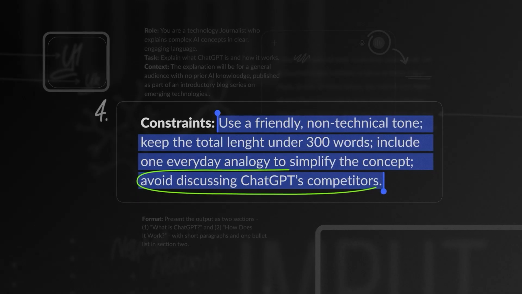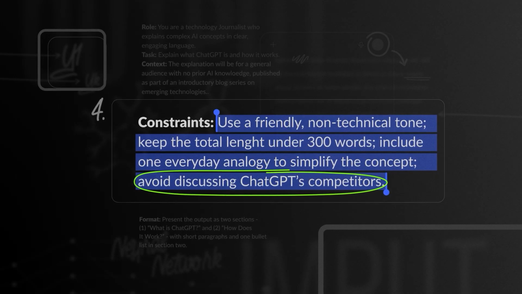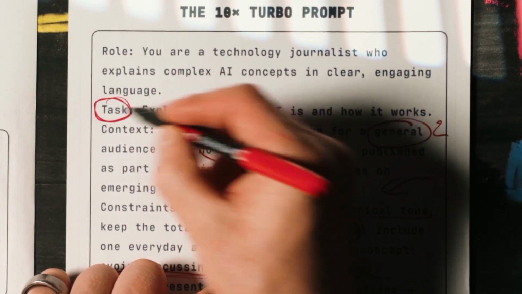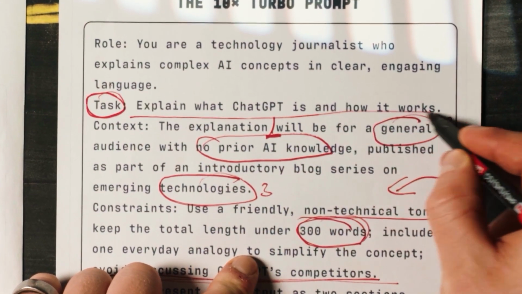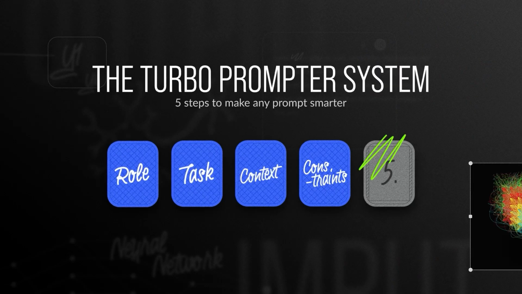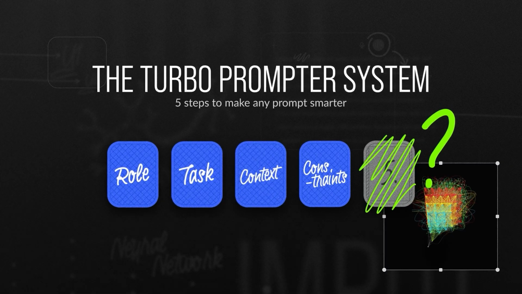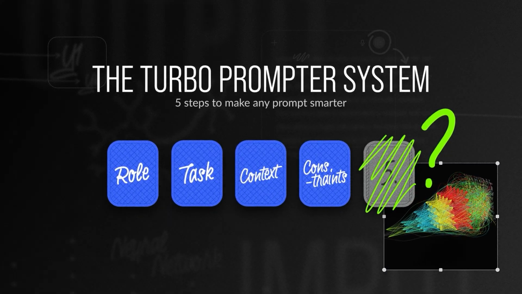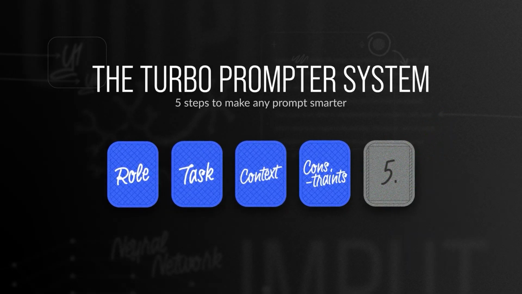And finally, it tells the chatbot to skip talking about competitors. This one seems a little confusing at first, but if you think back to the task, the goal was to explain what ChatGPT is and how it works specifically, not give a rundown of every other LLM out there. Alright, we are almost at the finish line here, and if you look at the model now, you can see we are very close to having a really smart prompt.